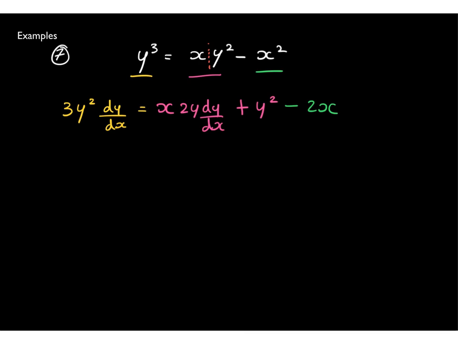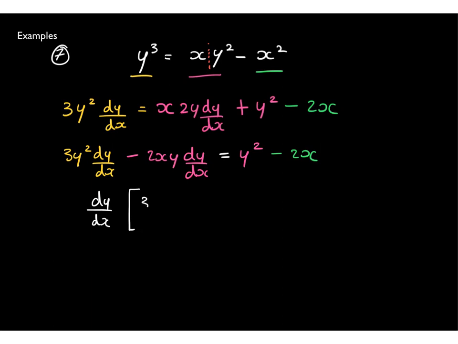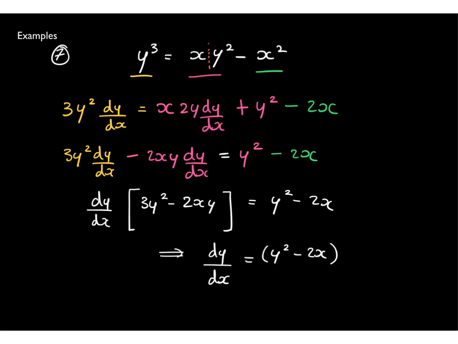Now let's collect dy by dx terms on one side, doesn't matter which. Let's collect them on the left hand side. What are we then left with on the right hand side? Well, a y squared and minus 2x. On the left hand side, dy by dx out of the bracket, 3y squared minus 2xy inside the bracket. And we can then finish off, dy by dx is equal to y squared minus 2x, all divided by 3y squared minus 2xy. Key point here, make sure you really understand how to differentiate these products implicitly.